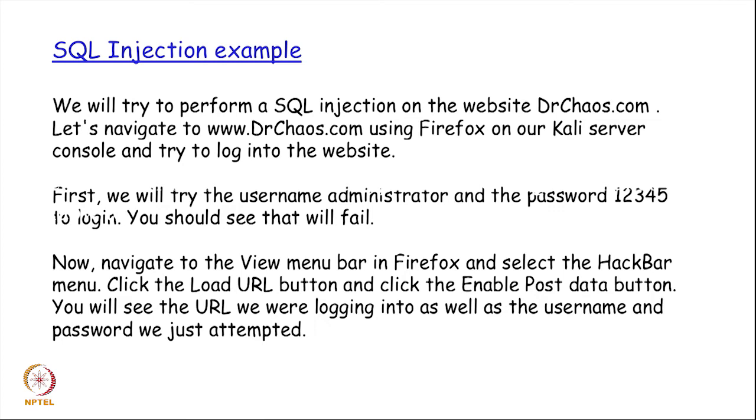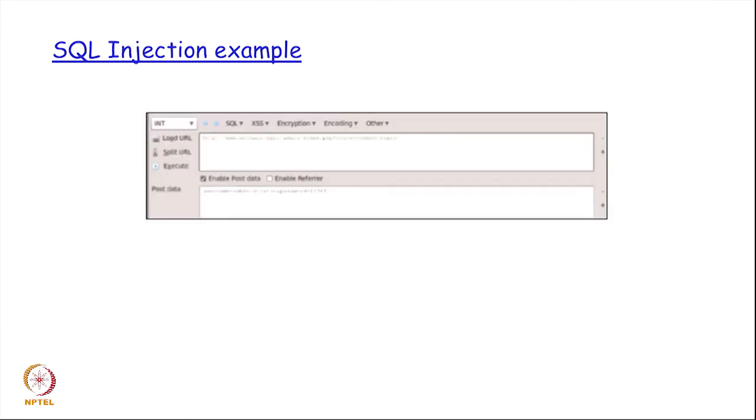Now, if I go to the View menu in the Firefox bar and select the Hackbar plugin, it gives me a Load URL button that I can click, and then I will be able to see the username and password we just attempted to enter. Here I have what was sent as the post data, which was given by typing in randomly the username as administrator and the password as 12345.